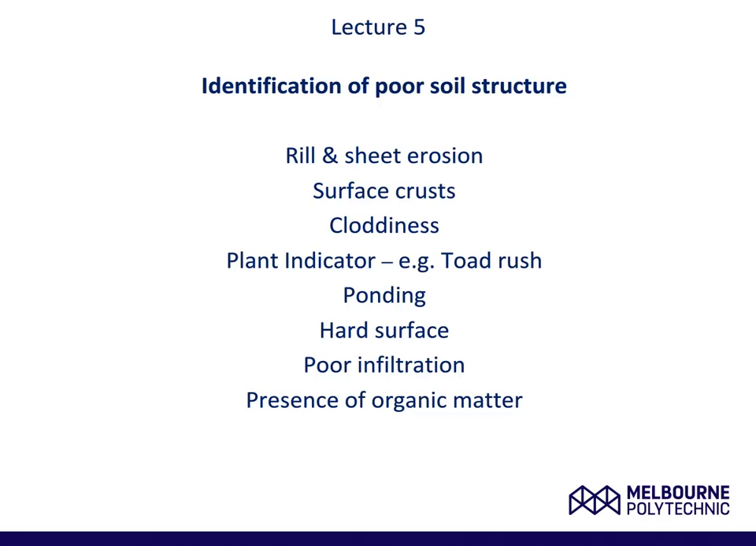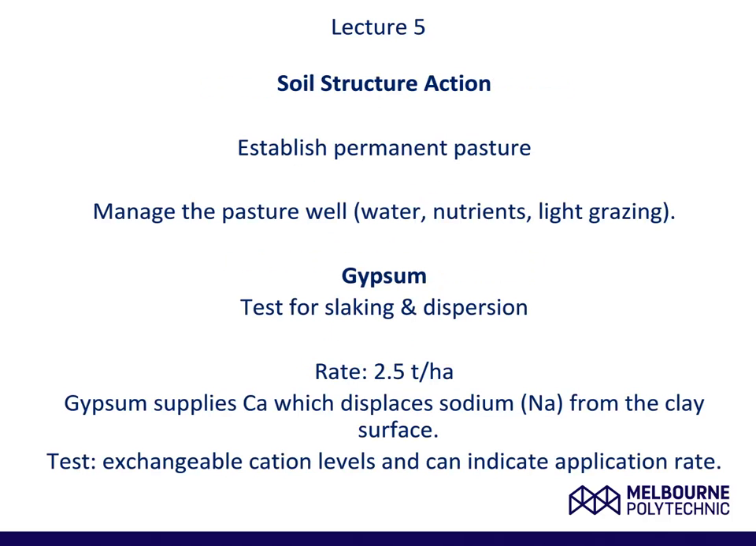Poor infiltration may result after the first rains, after a dry spell. Water does not infiltrate into the soil very far. And finally, the presence of organic matter. Soils tend to be brighter and paler in colour when they do not have much organic matter. When there is a large concentration of organic matter, the soils tend to be dark.